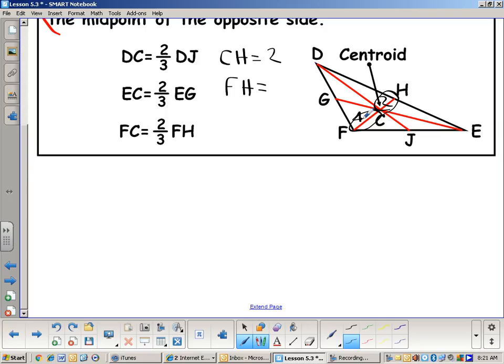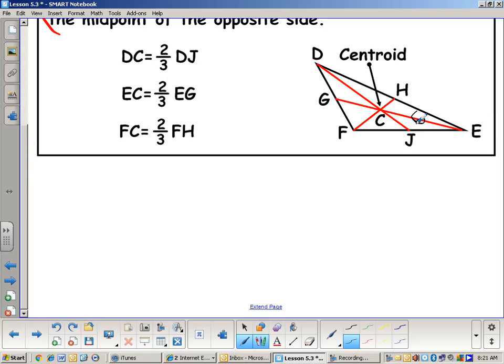2/3 is a 1/3 and another 1/3. That's how we get 2/3. And so then FH is going to be 2 plus 4, which is 6. So if they give you 2 of the side, or one of the short segments, it's easier to find the rest of them. Okay? So let me change this and say, what if this distance is 6?